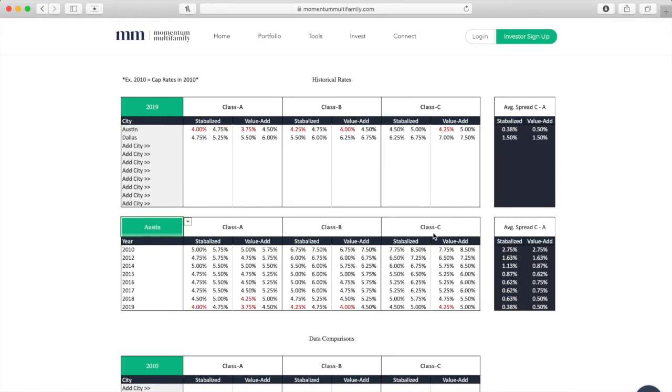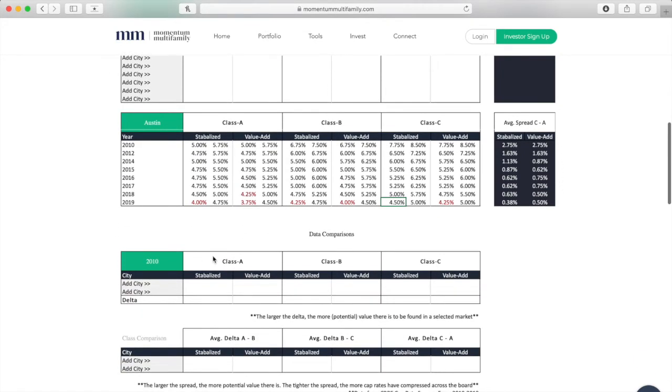I mean, just look at this stabilized Class C. You go from a 7.75, and every year you're compressing down to a current 4.5% cap rate on a Class C stabilized deal in Austin. So this is a really interesting tool that can help give you a little bit more insight into the performance of markets over time.